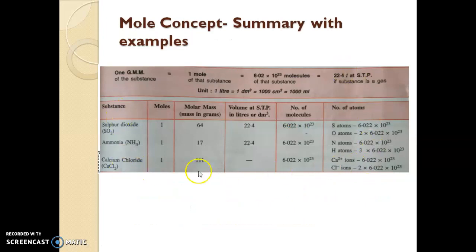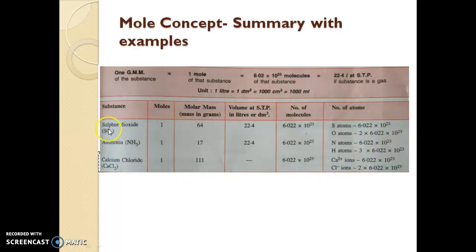So this is the summary. Just go through this. 1 gram molecular mass is equal to 1 mole, which is equal to 6.02, sometimes it is 6.023, sometimes it is 6.022 × 10^23 molecules, and 22.4 liter at STP if the substance is a gas. So all the conversions and everything is given over here.